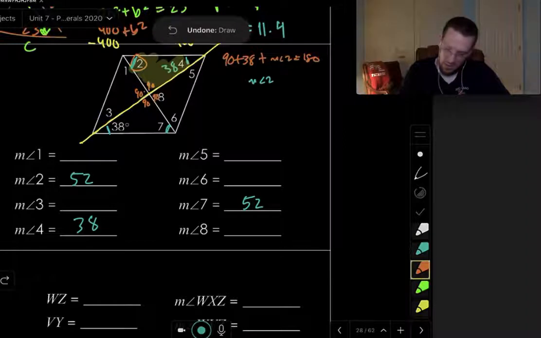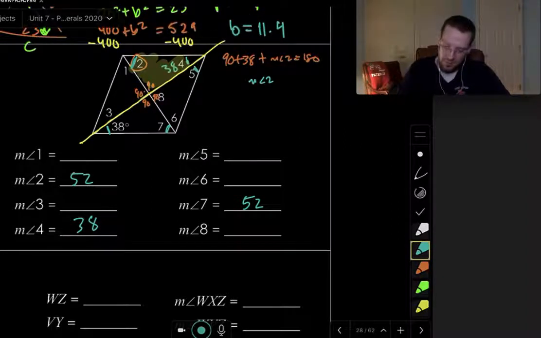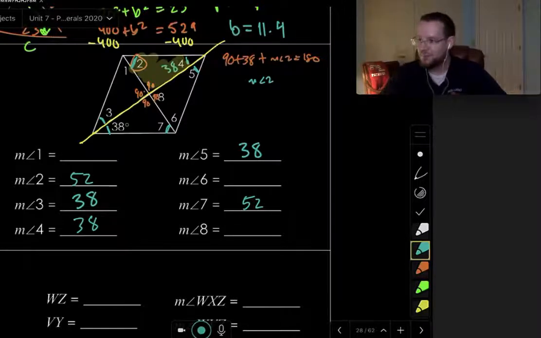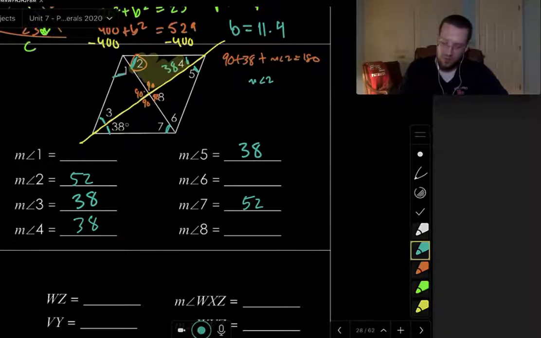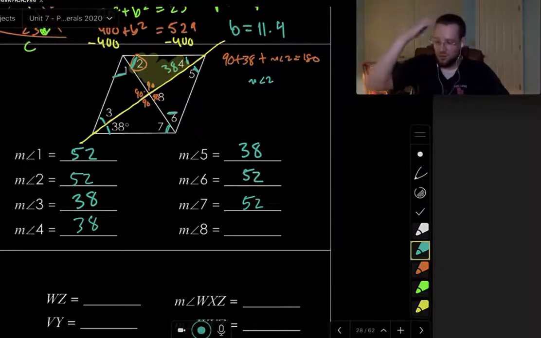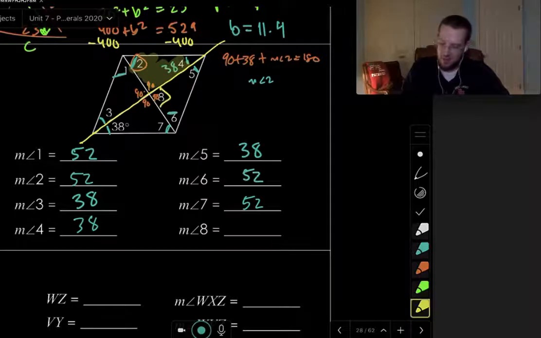So that means that whatever, for example, number 4 is, number 5 is as well. Number 4 was 38, so number 5 is 38. Whatever this one down here is, these are now angle bisectors, so this one is 38 as well. So 1 is 52. Oh, these are super easy. 1 is 52, and now 6 is 52. Those are alternate interior angles, and those are also bisected.